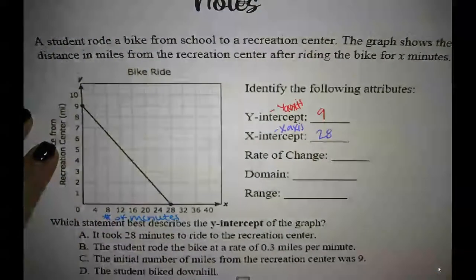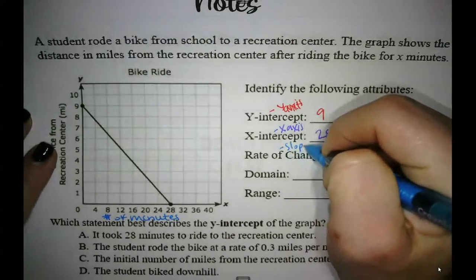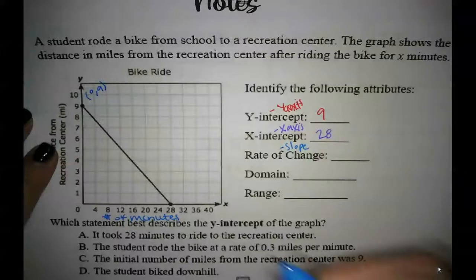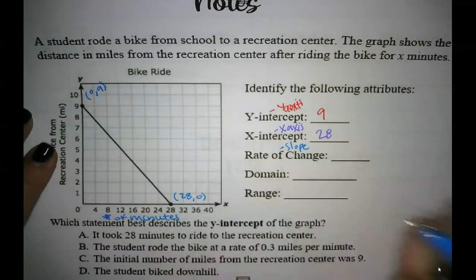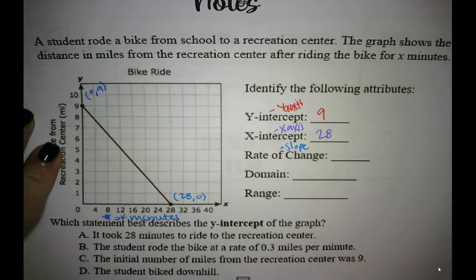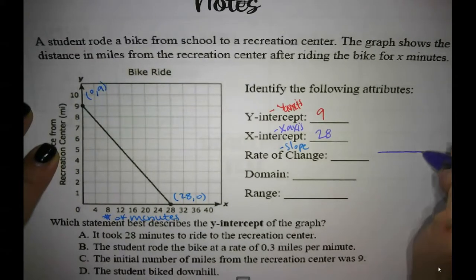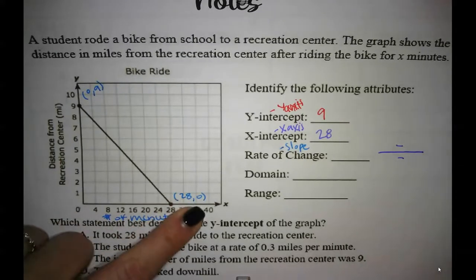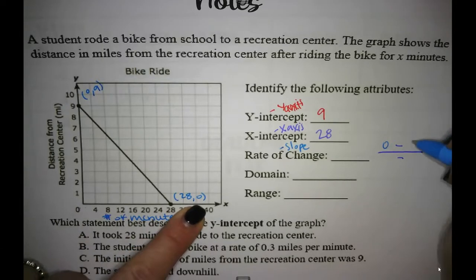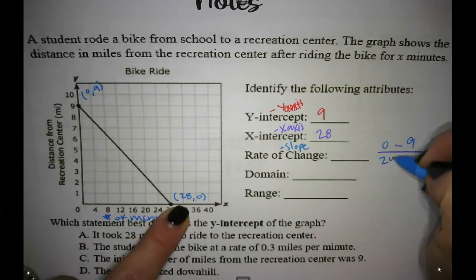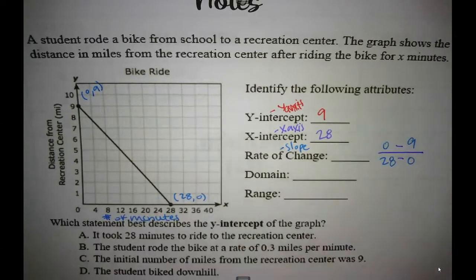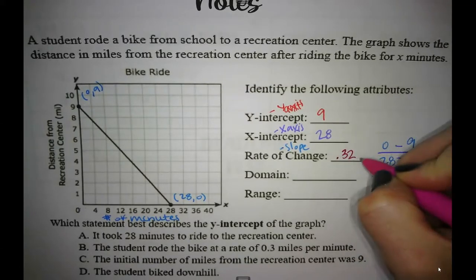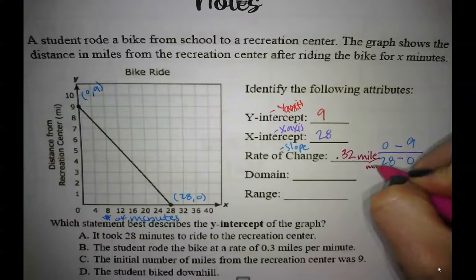All right, our rate of change, we are doing the same thing we were doing before. Remember, rate of change is slope. So at 0 minutes, we are 9 miles away. So that's (0, 9). After 28 minutes, we are 0 miles away. So I am using those and plugging it in. So we've got 0 minus 9 over 28 minus 0. And again, remember, we are good with decimal numbers. So my rate of change is about negative 0.32 miles per minute.